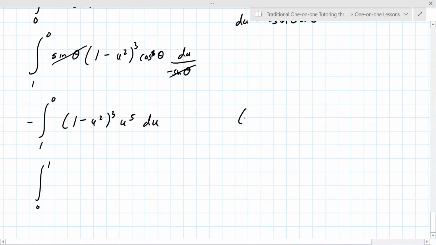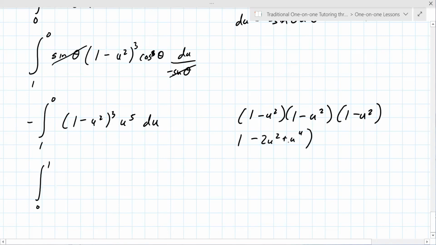Okay. So as much as I don't want to do this, I guess my fastest path here is to just multiply this out. And then you're going to multiply each one by u to the 5th. Okay, so we got 1 minus 2u squared plus u to the 4th, and then 1 minus u squared over here. So then you got to do all of these.